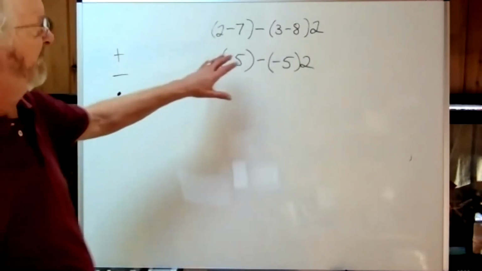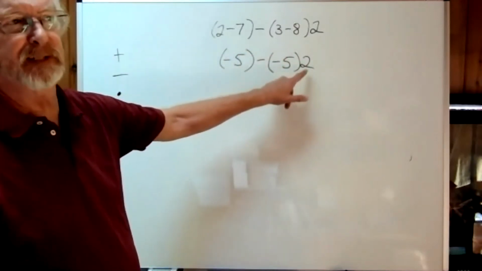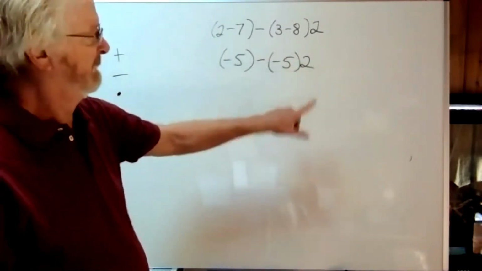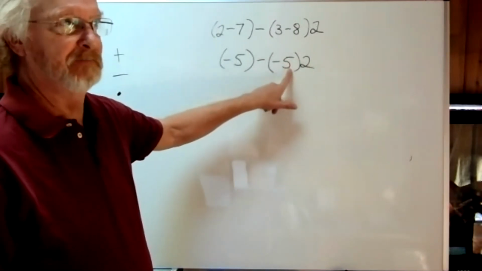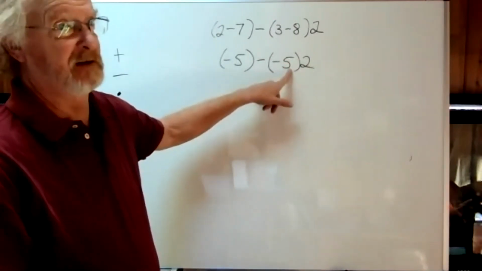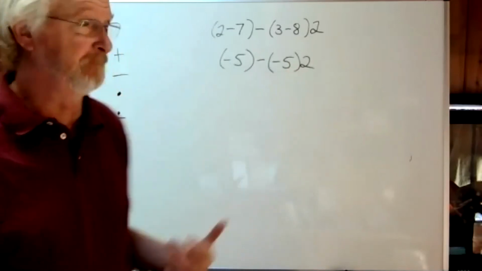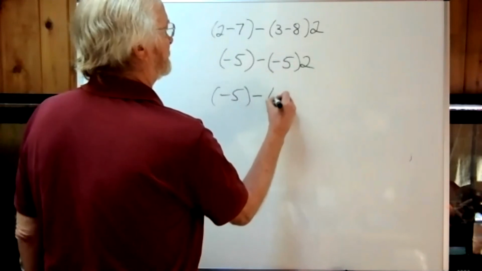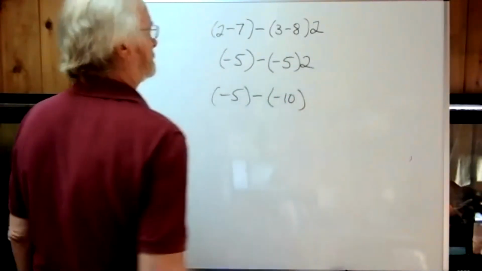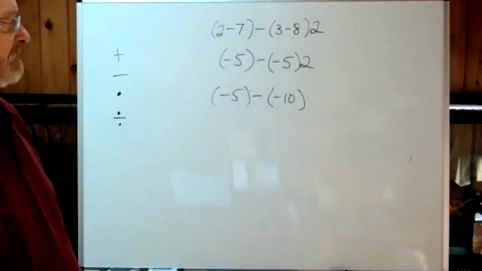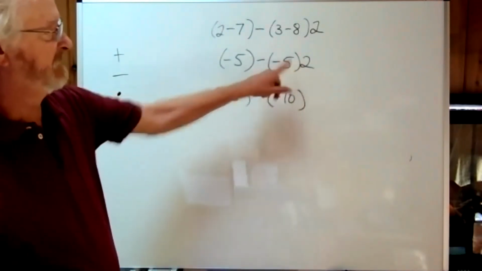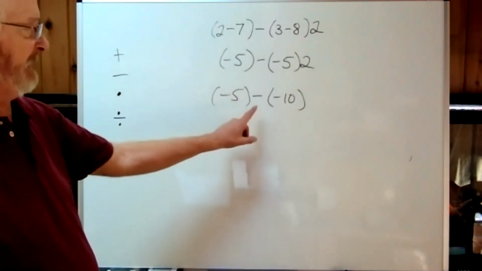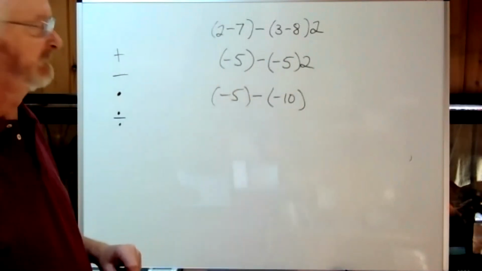But now I'm really down to additions and subtractions, except for that one multiplication. I have to do that multiplication term right there first. 2 times negative 5 means negative 5 plus another negative 5, negative 10. Negative 5 minus negative 10. That just took care of 2 times 5, and it was a negative. Now, I have a subtraction of those two negative numbers.